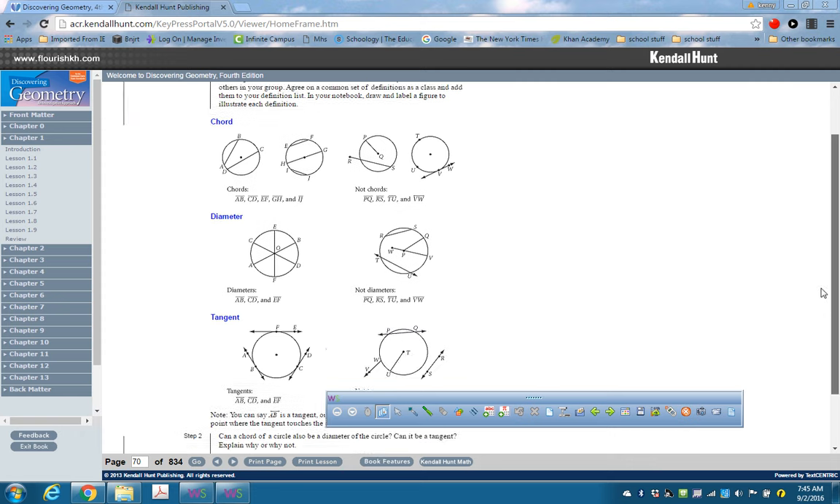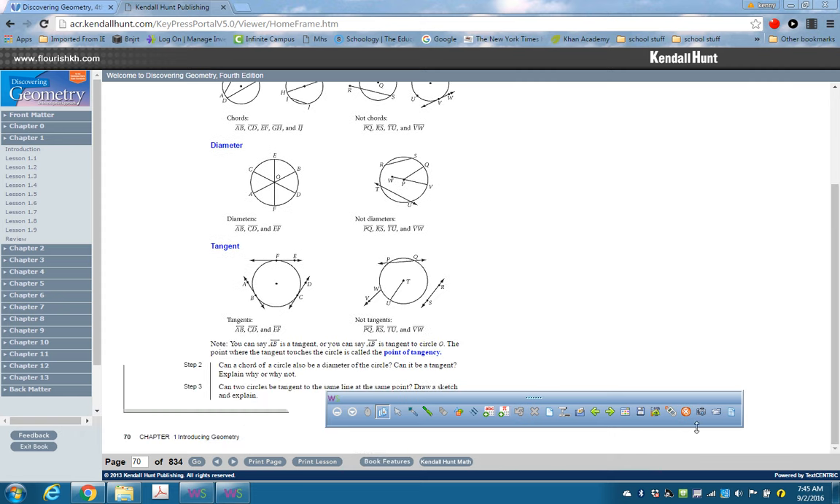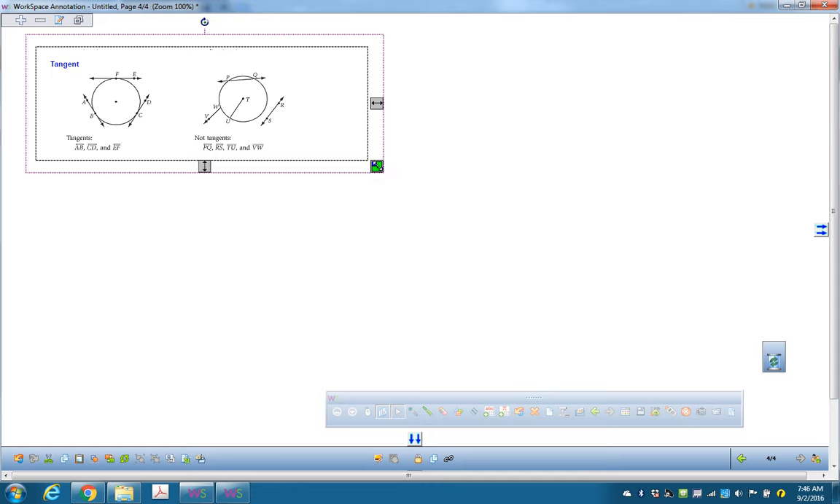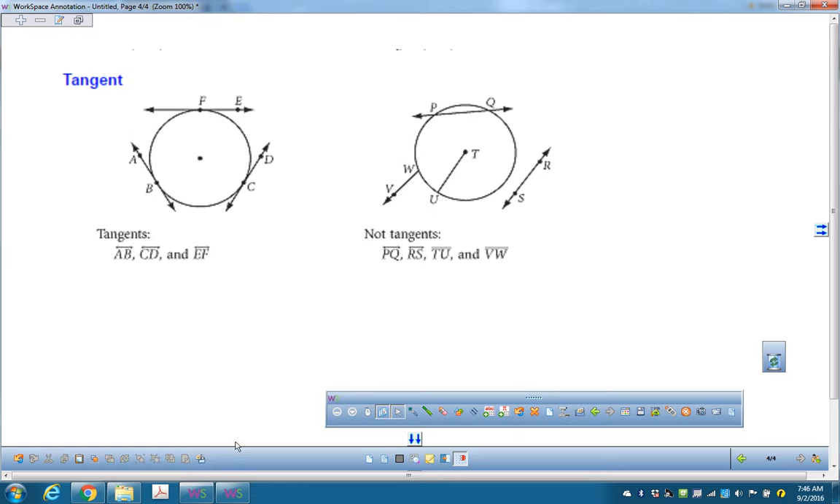And the last thing we're going to talk about is this one here. A tangent. This one's a little more obscure, but who can try to give me a definition of a tangent? Look at a tangent. Tangents, not tangents.